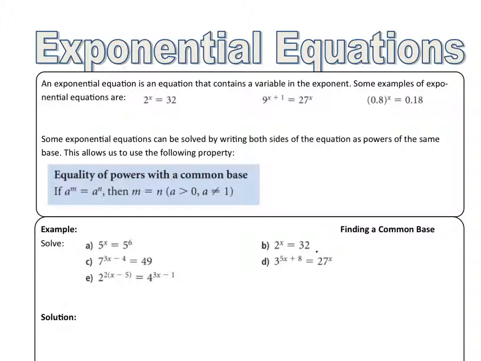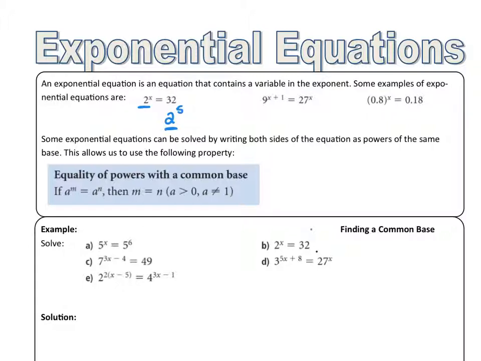And the strategy we can use to solve them. Some exponential equations can be solved by writing both sides of the equation as powers of the same base. So for example, this one up here, 2 to the x equals 32. You can also write 32 as 2 to the 5. So that would be writing it so that they're in the same base.